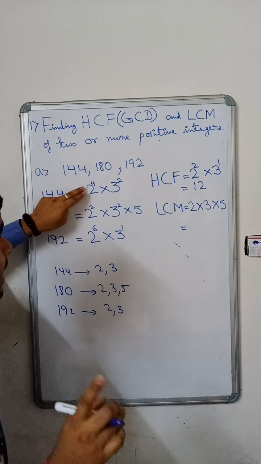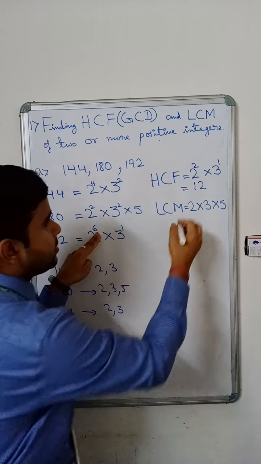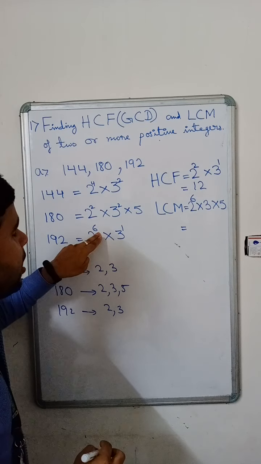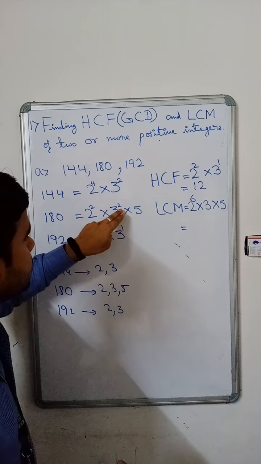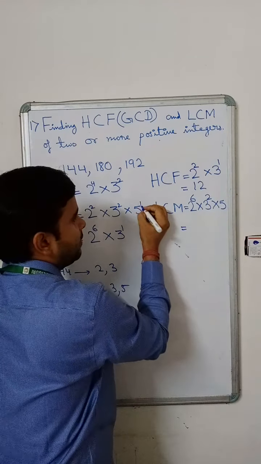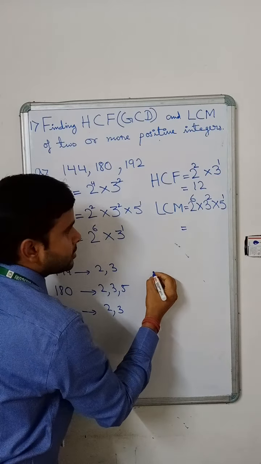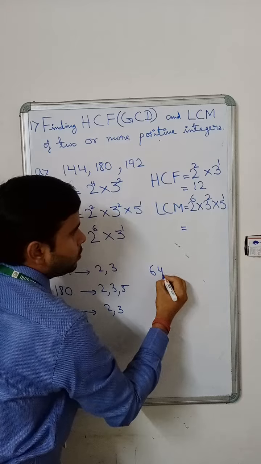Now just look here, everyone. Which is the greatest power of 2 in all three cases? It's 6. Which is the greatest power of 3 in all three cases? It's 2 only. Which is the greatest power of 5? It's 5^1. So what is the answer? We find that 2^6 is 64.